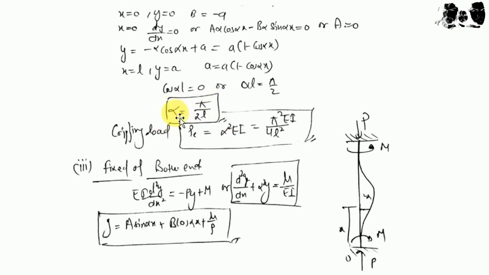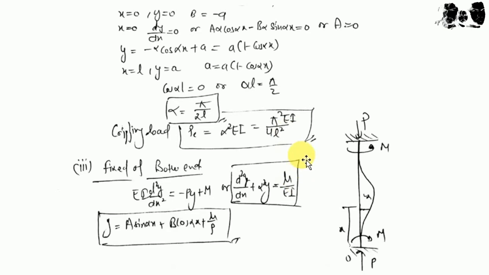And similarly, as we did before, we put the value of alpha in the main general equation, which is alpha square is equal to P upon EI. Then we have P is equal to alpha square EI, and the equation converts to pi square EI upon 4L square. And this is the case where one end is fixed and the other is free.